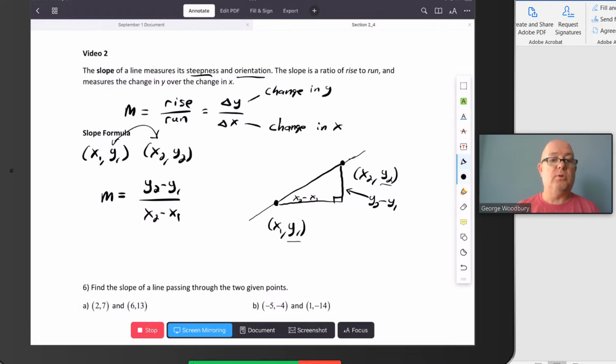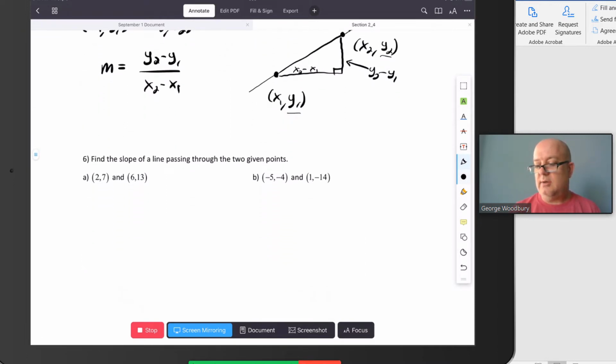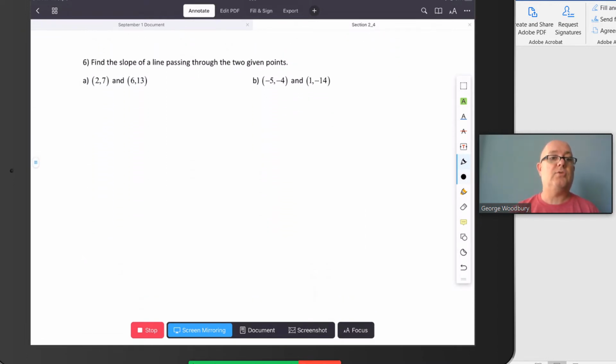Well, let's use this formula in a couple of examples here. In part A, I'm giving you 2 points, 2, 7, and 6, 13. So I'm going to label those as x1, y1, and x2, y2. Always a good idea to write down the formula as you're starting to learn how to use it. So m equals y2 minus y1 over x2 minus x1. And yeah, that took me a little time to label those and to write down the formula. But if I'm consistent with that, I'm not going to make a mistake when I substitute into the formula.